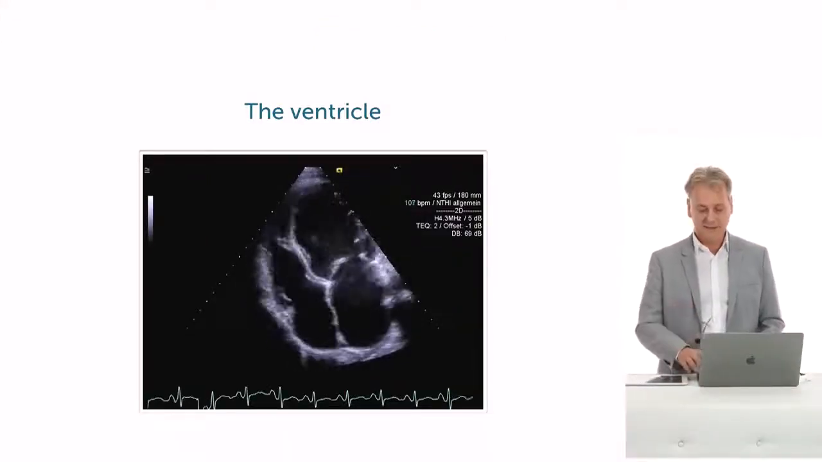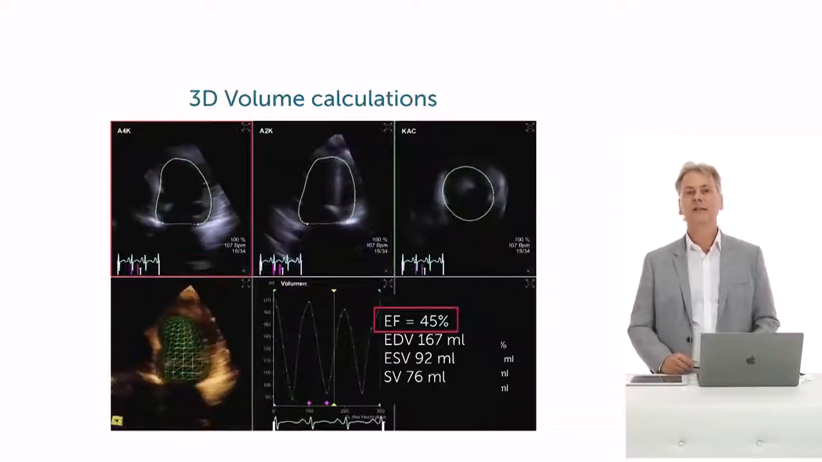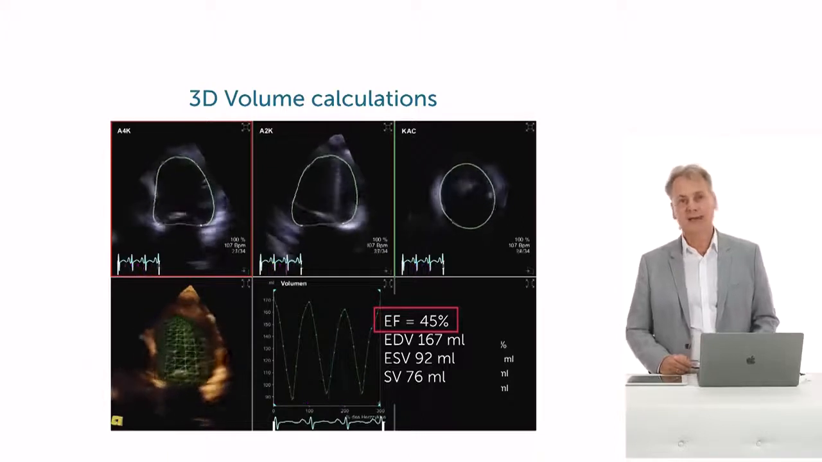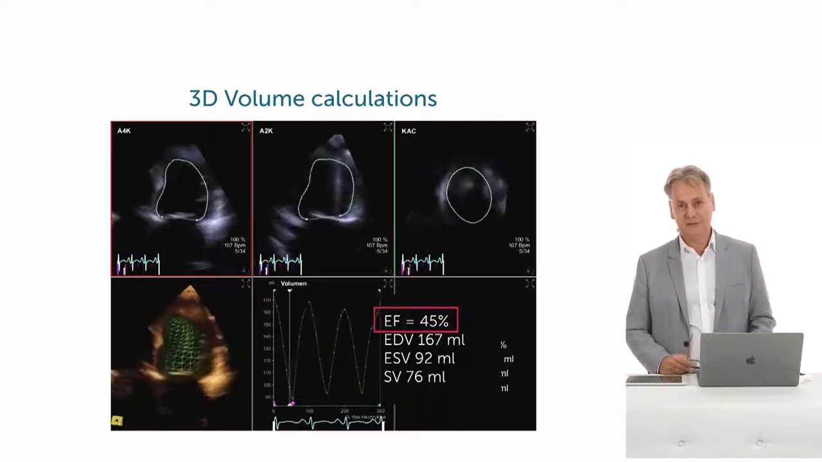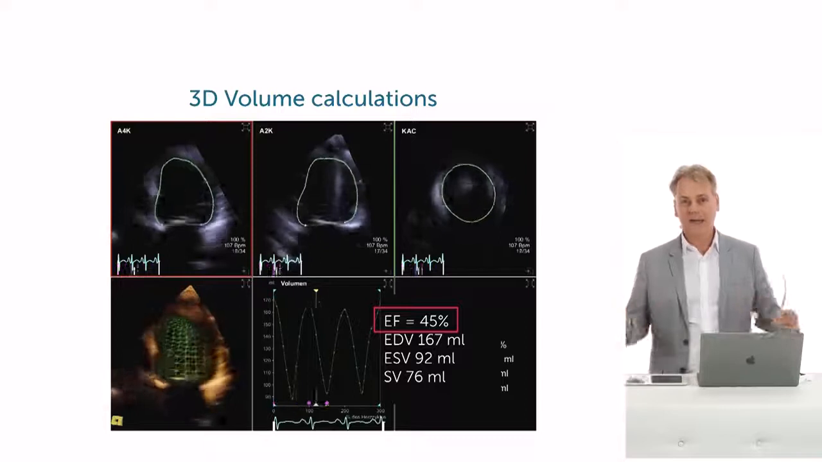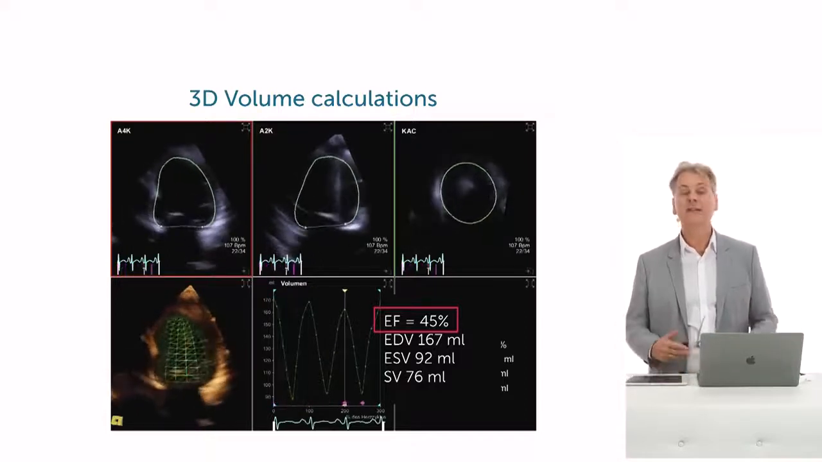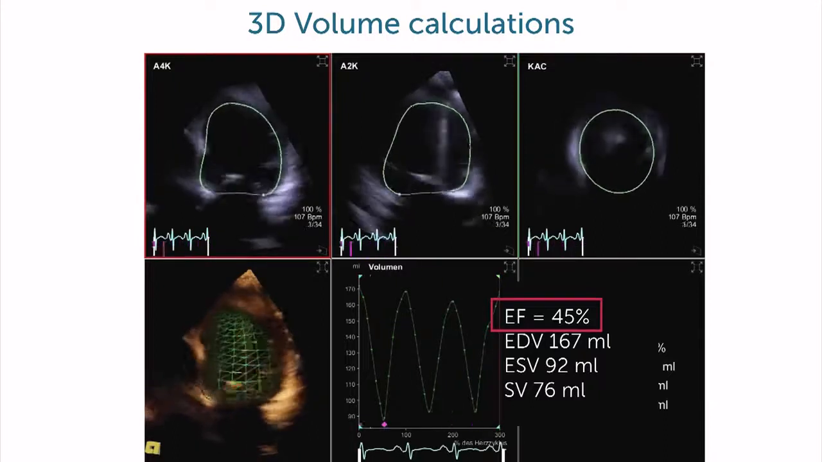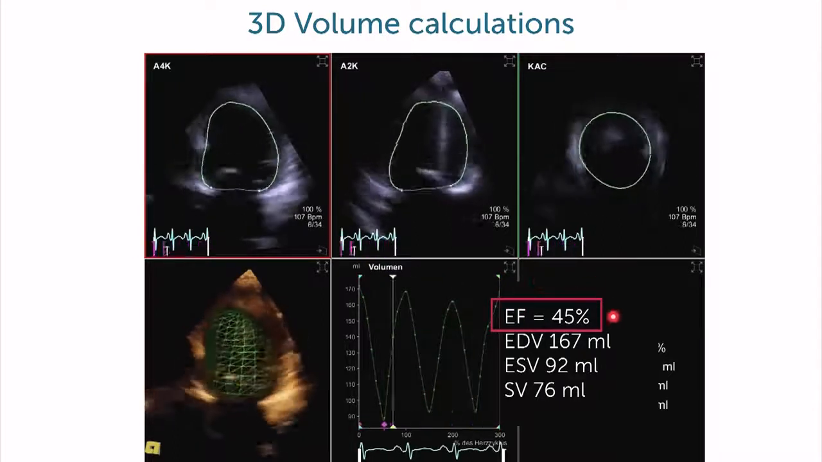But we do need parameters. We need to calculate ejection fraction, and the best methodology at hand is definitely 3D echocardiography. Why? Because it does not rely on any geometric assumptions or hemodynamic assumptions. And if we perform this calculation, you will see that ejection fraction is not so bad. It's 45%. But I would not stop here when it comes to assessing left ventricular function.